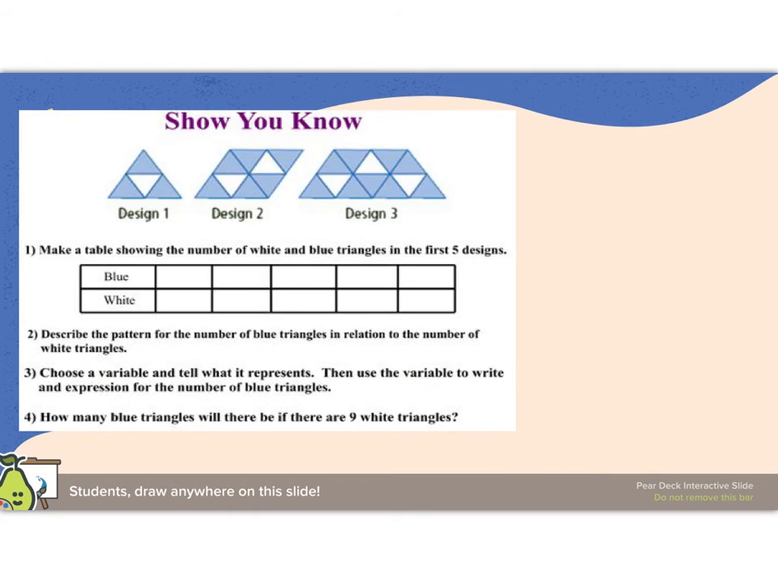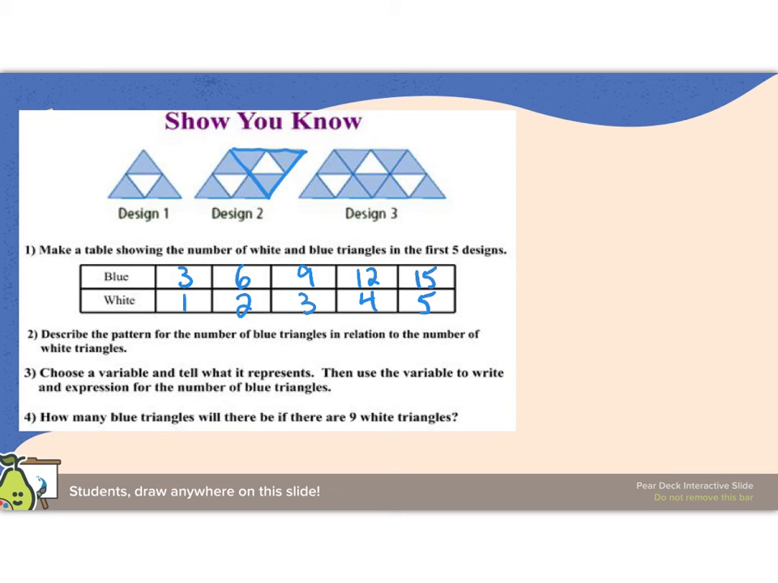Okay. Last one, let's take a look at this. So design 1, 2, and 3. We're going to make a table showing the number of white and blue triangles in the first 5 designs. In the first one, I have 3 blues and 1 white. The second one, I'm adding in a second triangle of the exact same nature, so that must mean 6 and 2. On the top, each time it's increasing by 3, so I'm just going to follow that pattern. Whites, it looks like each one is increasing by 1.